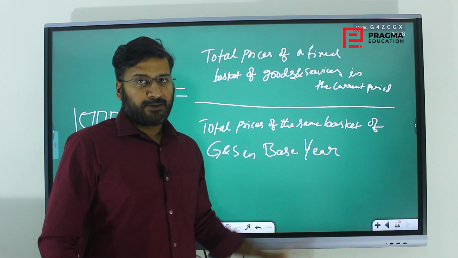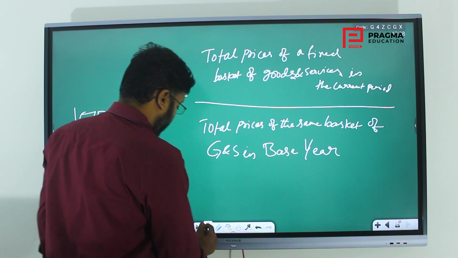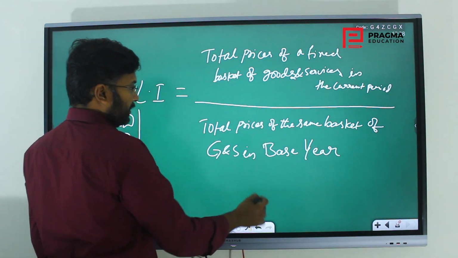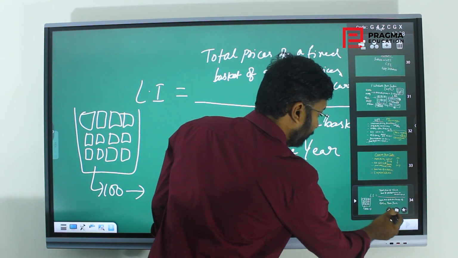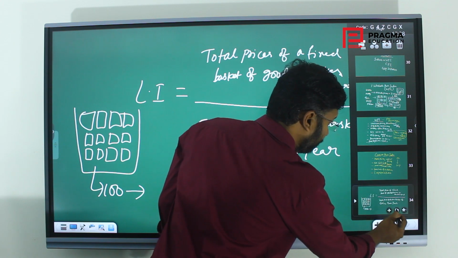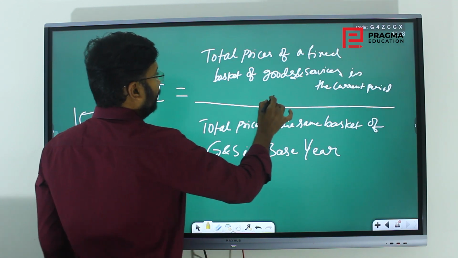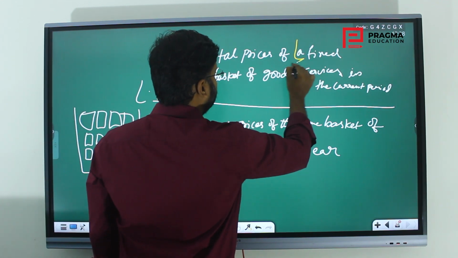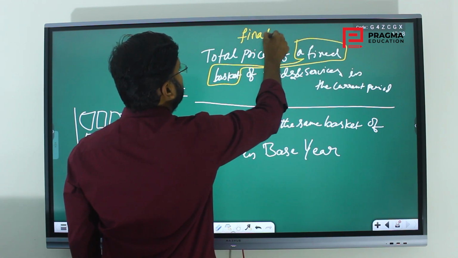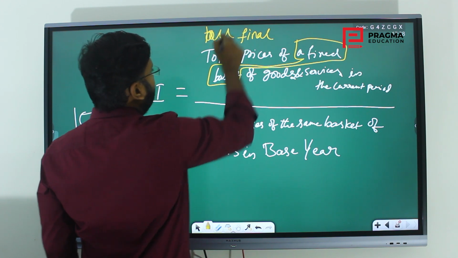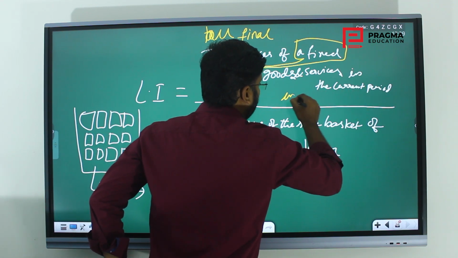So if this concept or the same formula is extrapolated to the total economy, say suppose in the same one, what I'll be doing here is I'll remove the total prices of this fixed basket and put in all total final goods and services. Total, all, means total prices of all final goods and services in the current period in an economy.